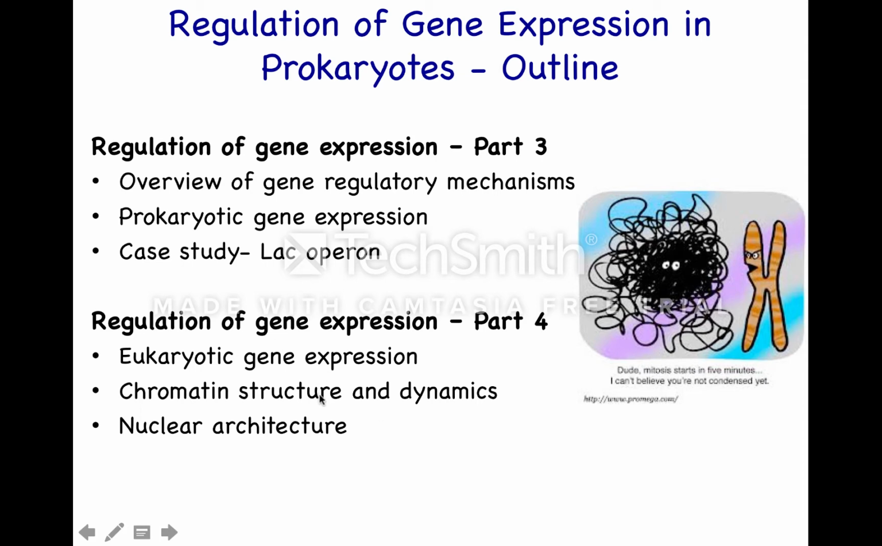In the second part of the lecture, we'll be looking at regulation of gene expression in eukaryotes, which, as you might imagine, is far more complex than regulation in prokaryotes. So we'll look at some of the aspects of this, including chromatin structure and dynamics, the role of nuclear architecture, etc.